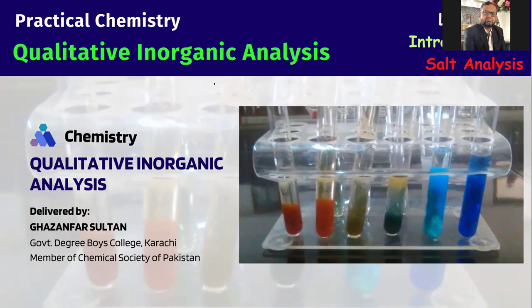introduction of salt and its two components, that is anion and cation. And then we will study the scheme of the analysis as well as the classification of cations and anions. Cations means positive ions, anions means negative ions. So you can see that these are different precipitation reactions. These are the different colors showing different precipitates that we will study one by one.